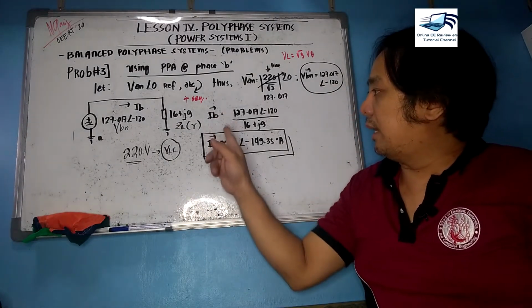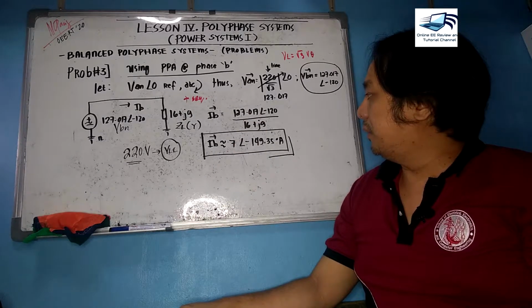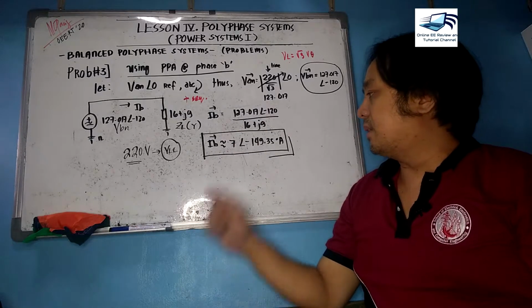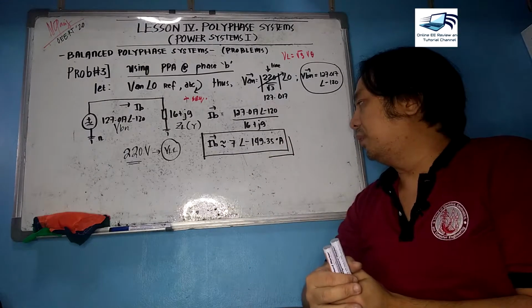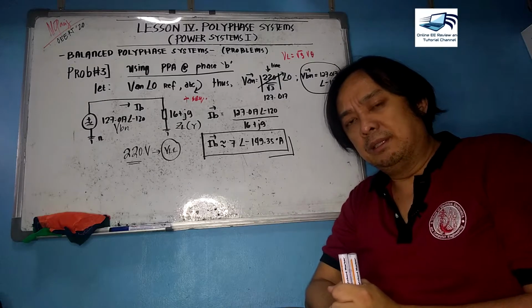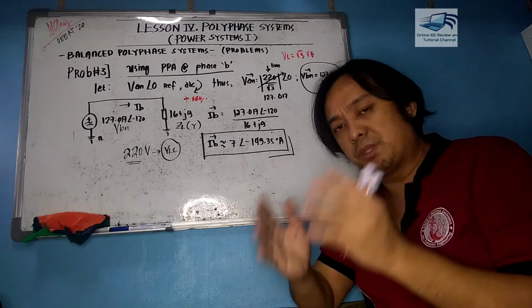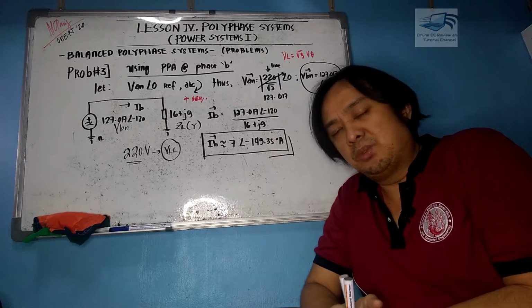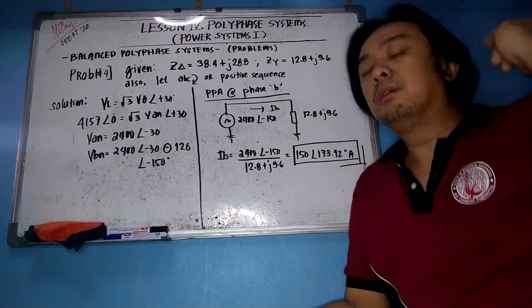Hence, you can now get IB by Ohm's law, 127.017 angle negative 120 over 16 plus J9. The answer is approximately equal to 7 angle negative 149.35 degrees amp. So very, very easy problem if you already know the concepts involved on balanced polyphase. Okay, we can now go further to the next problem.